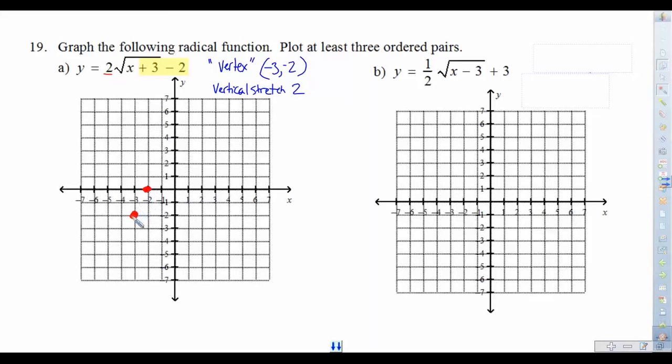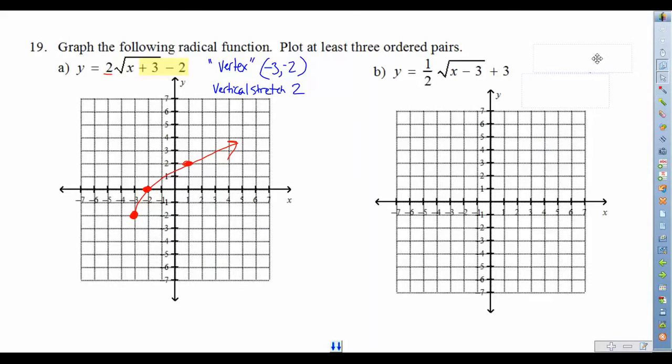Hit the reset button, go back here. Now, wasn't the square root of 2 a decimal? So we skip it, so I'm not going to go 2 squares. The square root of 3 was a decimal, skip it. The square root of 4 was 2, but instead of going up 2, I'm going to go up 2 times 2. So from here, if I go 4 to the right, I'm going to go up 4 squares. 1, 2, 3, 4. There we go. I've plotted 3 points. There's that graph.